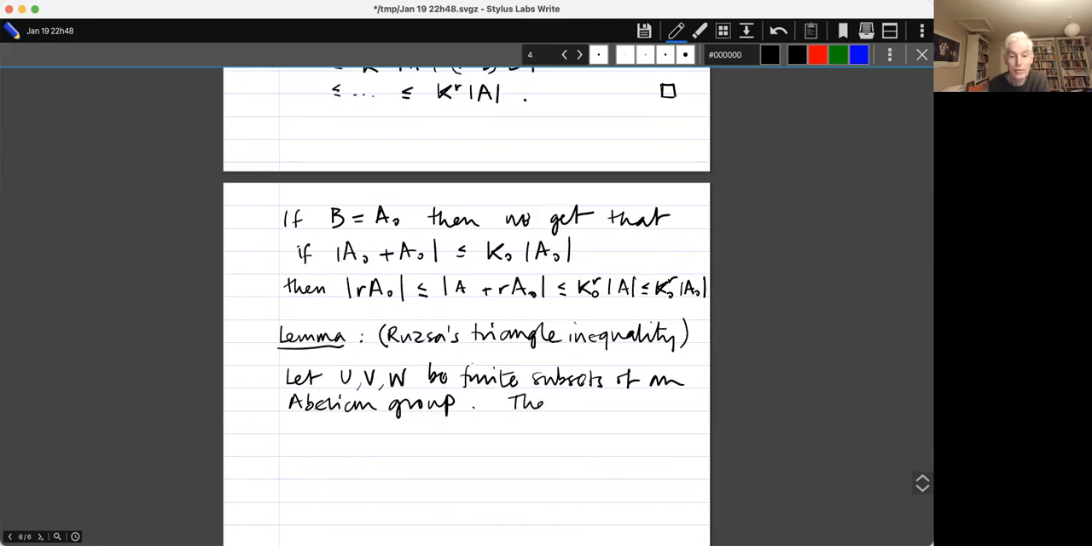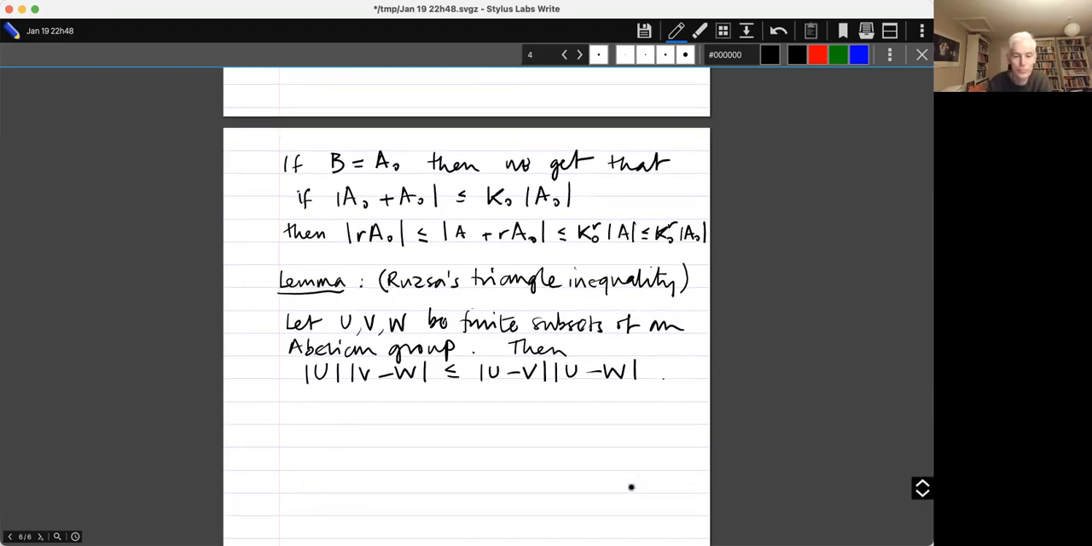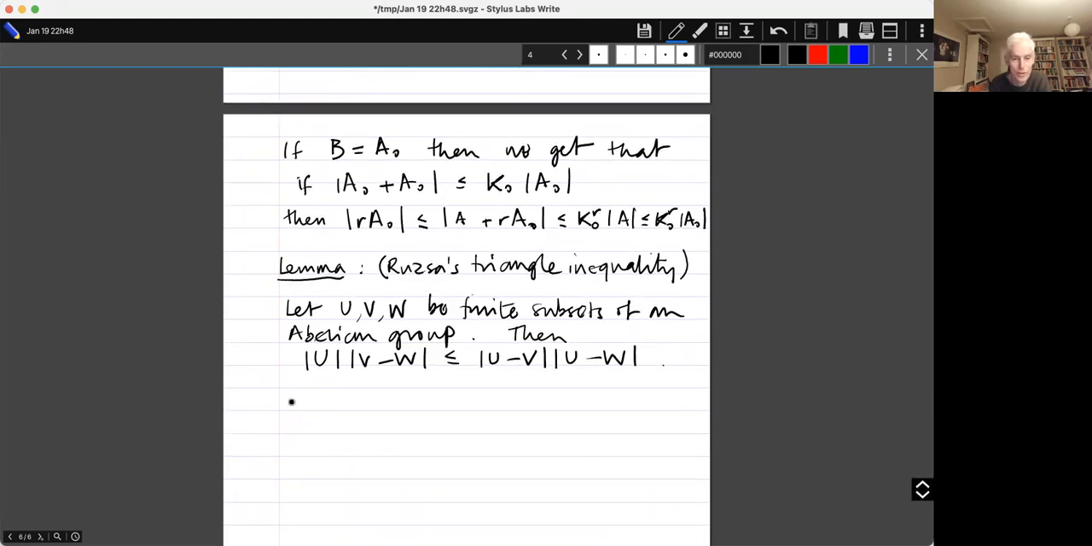Then the size of U times the size of V minus W is less than or equal to the size of U minus V times the size of U minus W. Maybe if you screw your eyes up and stare at that, you can see a slight triangle inequality flavor. That's a little bit like distance from U to V, distance from U to W, or something like that. But I'll talk about that a bit more in a moment. The proof of this is not hard at all.